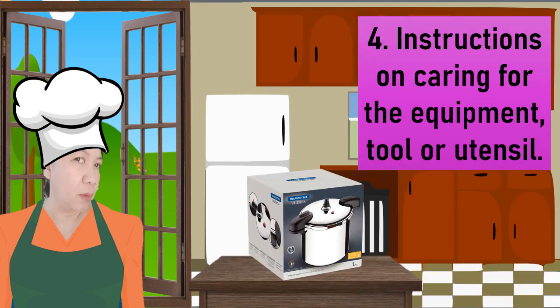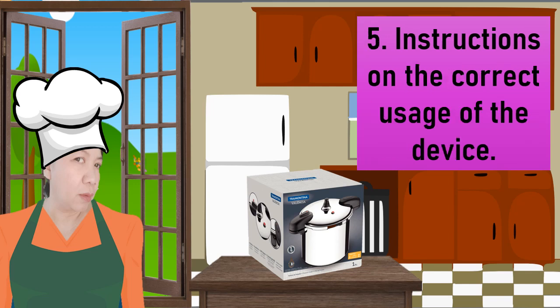Number 4 is very important. You should read this from the manual. This is the instructions on caring for the equipment, tool, or utensil. Before using a new appliance or device, read the instruction on the correct usage of this device. You can find this also in the manual.